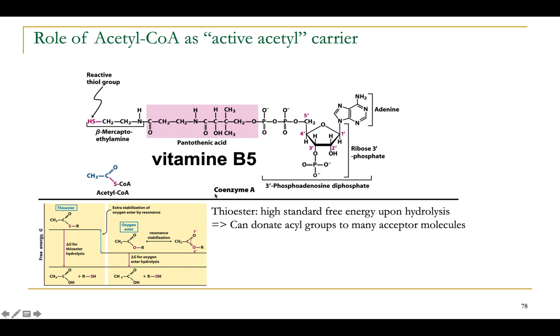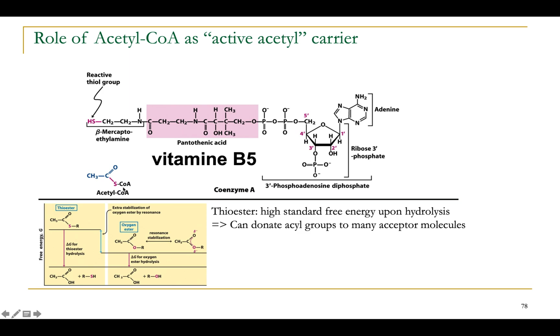Coenzyme A is a chemical group carrier, or to be more specific, an active acetyl carrier, which is a nucleotide-based cofactor consisting of an adenine nucleotide derivative with a bound extension called pantothenic acid, which is also known as vitamin B5, and further extended by a beta-mercaptoethylamine group. At the end of beta-mercaptoethylamine is this reactive thiol group. And when forming acetyl-CoA, it represents a thioester.